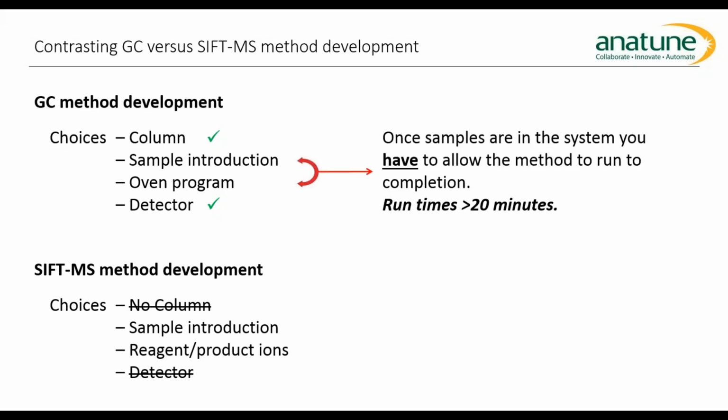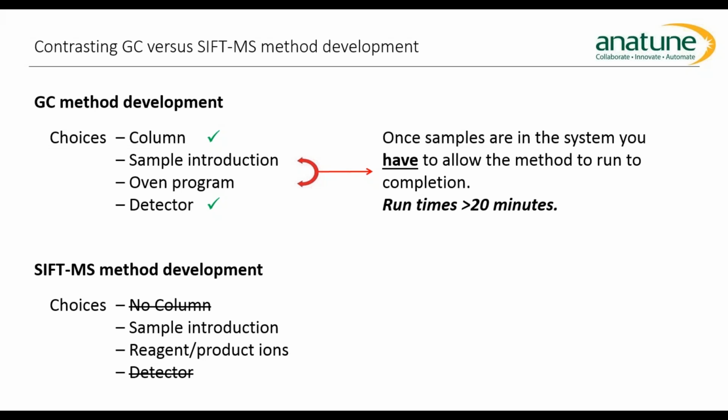Now the thing to say about GC-MS method development and consequently validation is that once you have the samples in the system, you have to allow the method to run to completion. So they're on the column and there is a finite runtime on the column. You have to get the compounds from the front end to the back end, and these run times are the order of 20+ minutes in some instances.